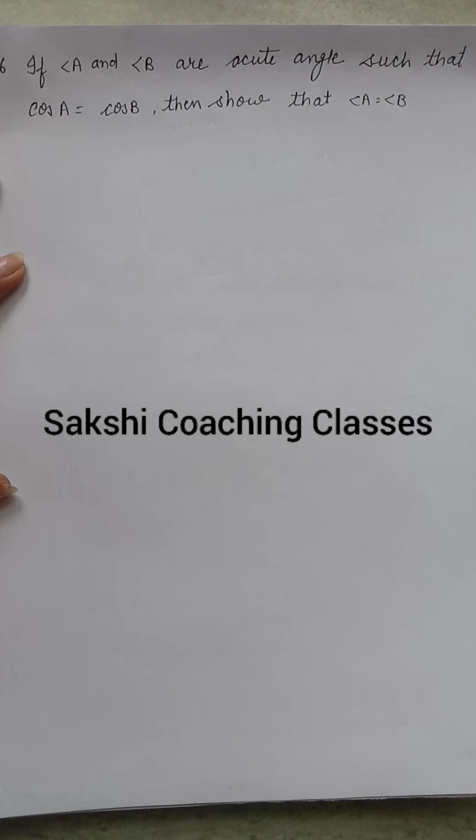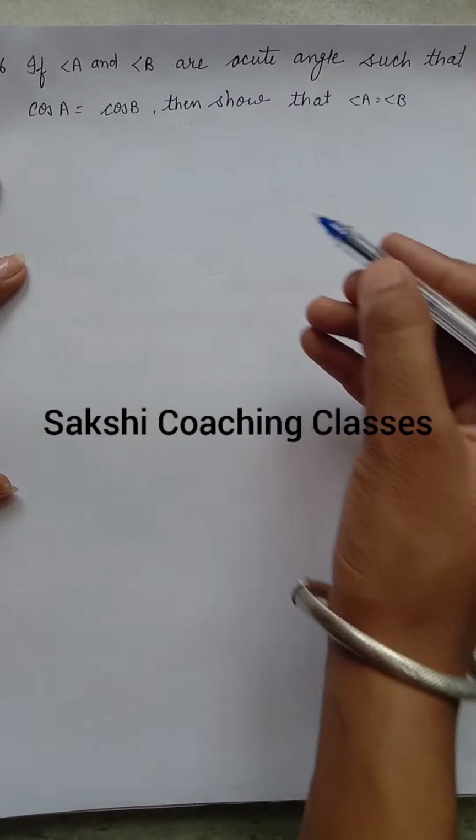Then how can we solve this question? We have solved this type of question in example number 2, in which angle B and angle Q are acute angles and cos B equals cos Q was given, and you have to prove angle B equals angle Q. But those angles are B and Q, from different triangles. Here A and B are given, so I am considering one same triangle.